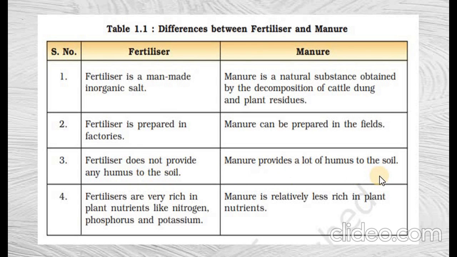Manure provides a lot of humus to the soil, which is good for the soil. Fertilizers are very rich in plant nutrients like nitrogen, phosphorus, and potassium. Manure is relatively less rich in plant nutrients, but it is good for the environment. In the long run, manure helps in the growth of the plants in a very effective manner.